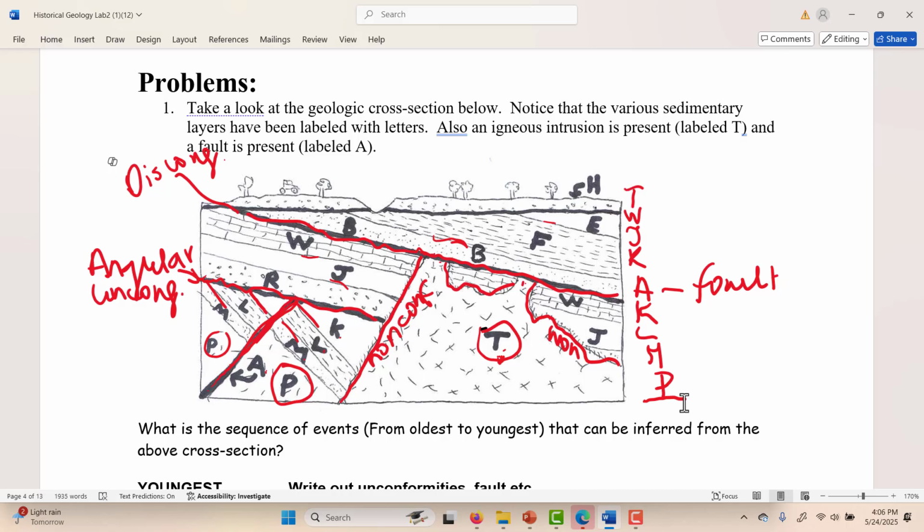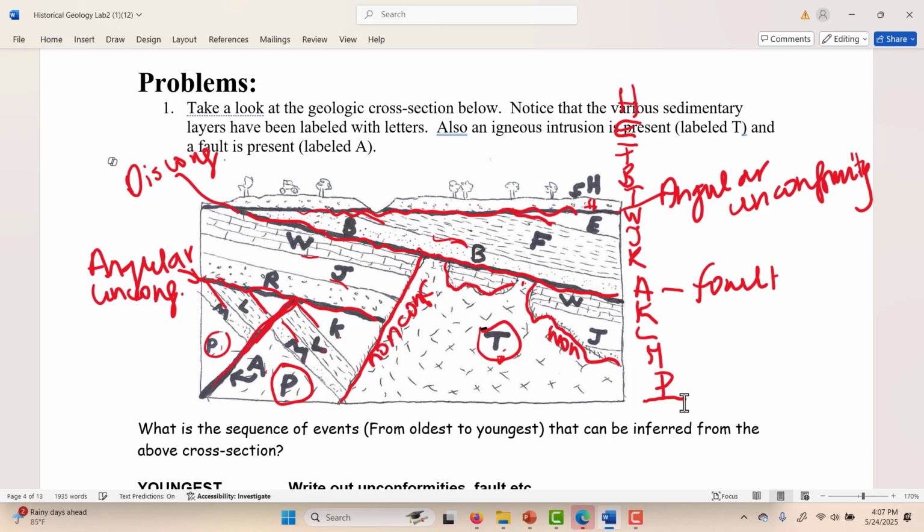And after T, it's simple now. B, F, and E. I continue right here, E. And after E comes the H. This is the H layer. But you can see that between those, so E and H, there is another unconformity. Because these layers are coming up with an angle, this is also an angular unconformity. And then the very last layer here is the H. So the oldest one is P, then M, L, K, then the fault A.